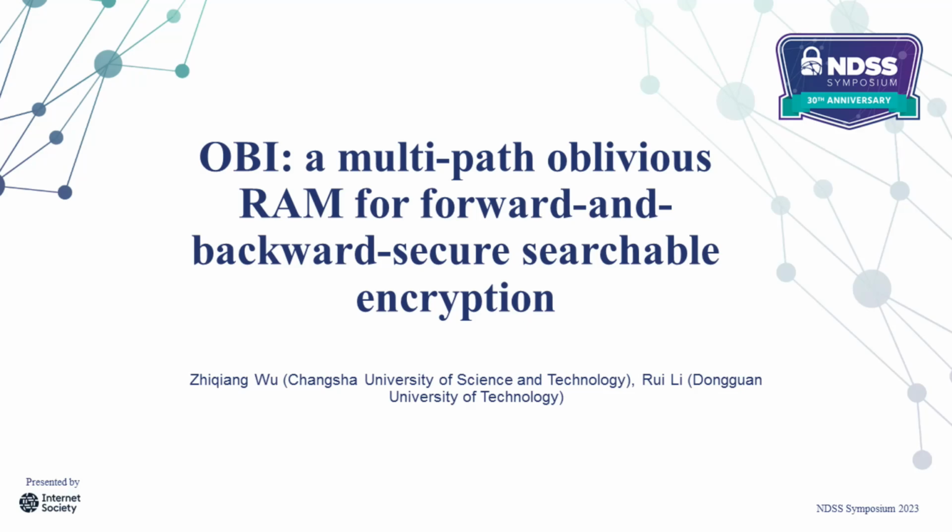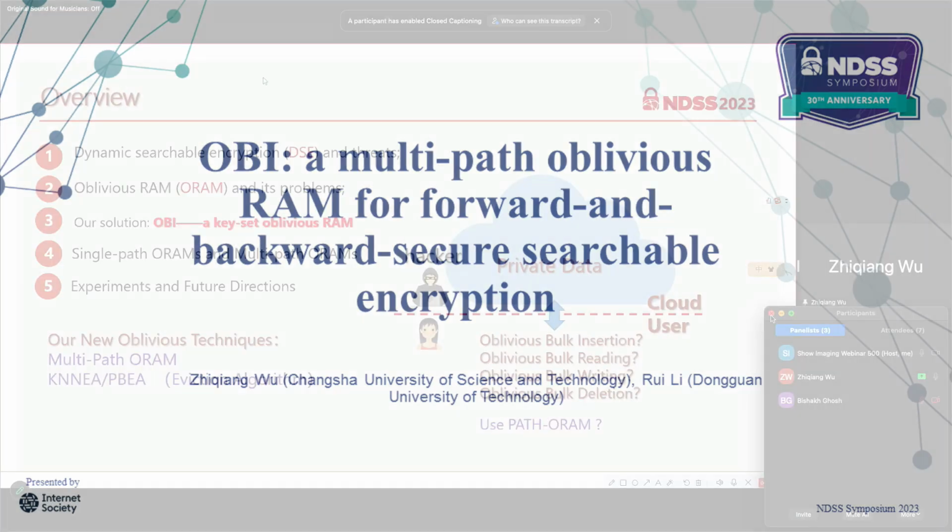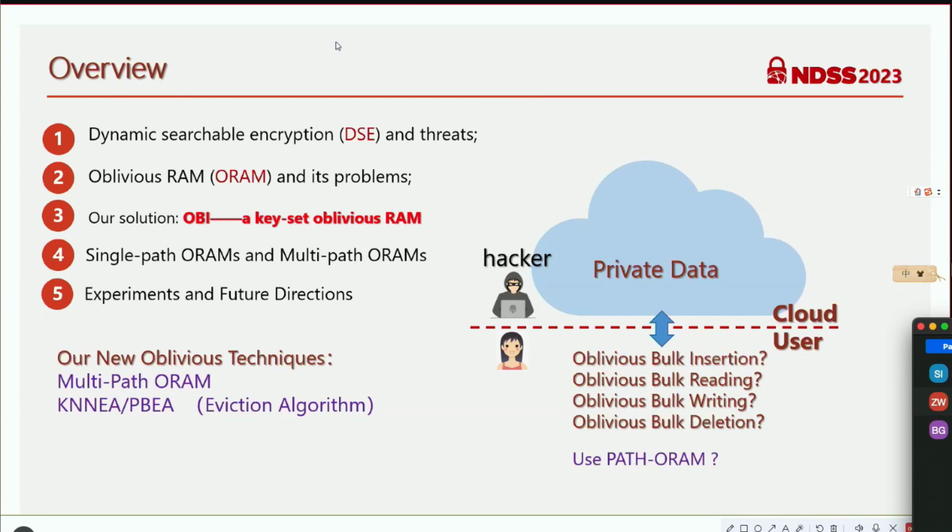Our topic focuses on security and privacy of searchable encrypted cloud data. This report has 5 parts: 1. dynamic searchable encryption and threat, 2. Oblivious RAM and its problem, 3. Our solution, OBI, a key set Oblivious RAM, 4. Single path ORAMs and multi-path ORAMs, 5. Experiments and future directions. Our new techniques are multi-path ORAM and 2 eviction algorithms.